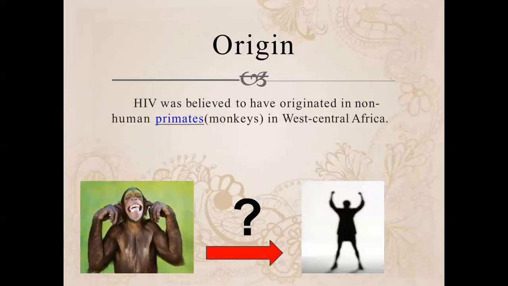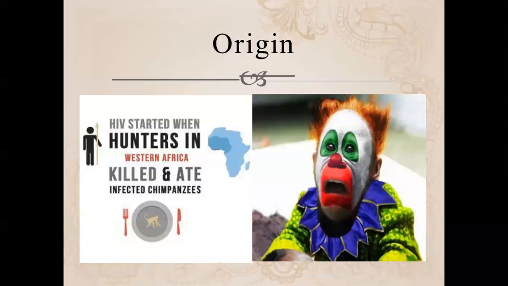So over that, they had identified the origin where it came from. HIV was believed to have originated in non-human primates, that is monkeys, in Western Central Africa. How come? HIV started when hunters in Western Africa killed and ate infected chimpanzees.